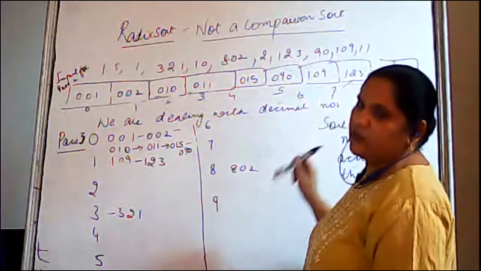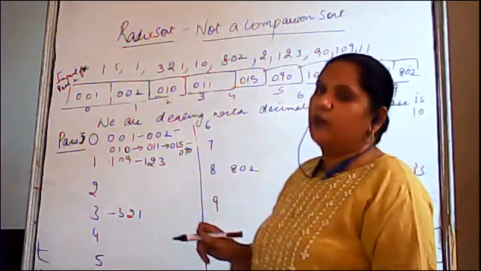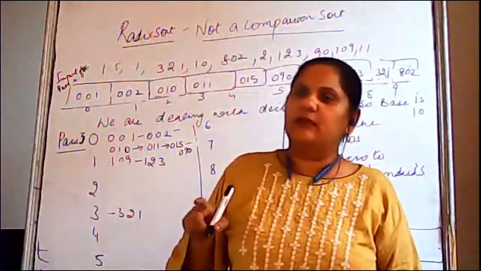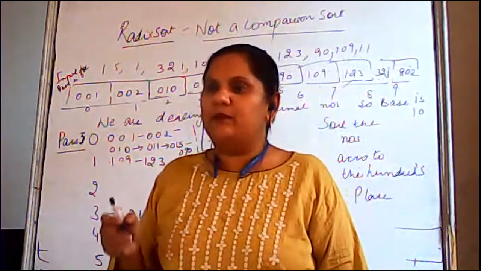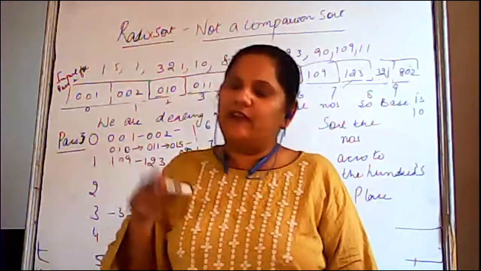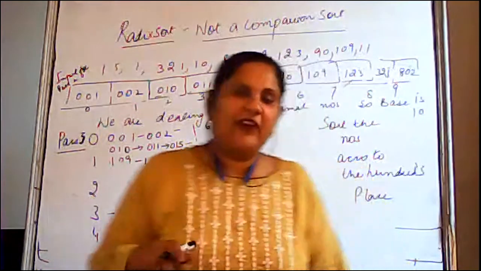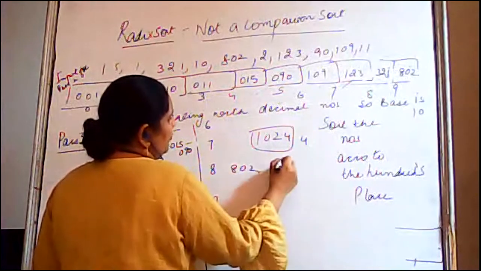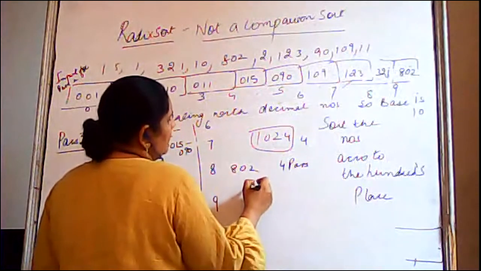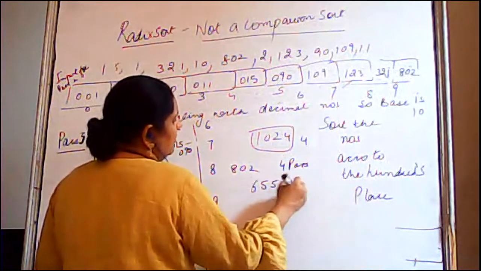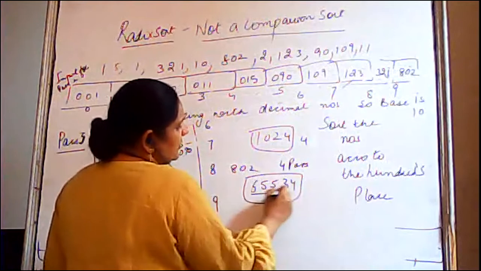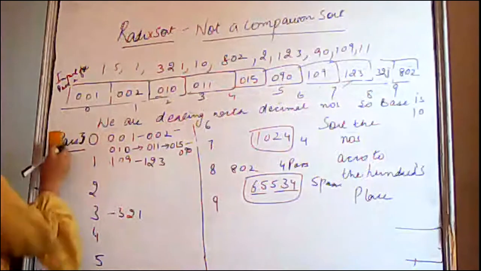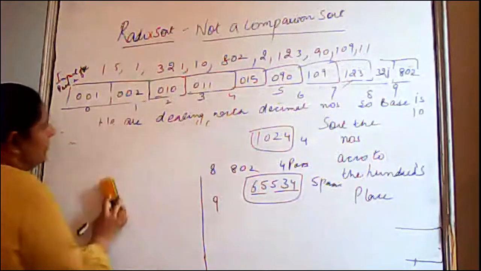This is how the list is sorted using 3 passes. What will be the number of passes? As many digits as there are in the number. If there are 4 digits in the number, 4 passes would be there. If there are 5 digits in the number, then the number of passes will be 5. For example, if the highest number is 1024, how many digits are there? 4, so 4 passes will be there. Suppose 65534 is the highest number. It has 5 digits, so 5 passes will be there. Number of passes is equal to the number of digits in the largest number.